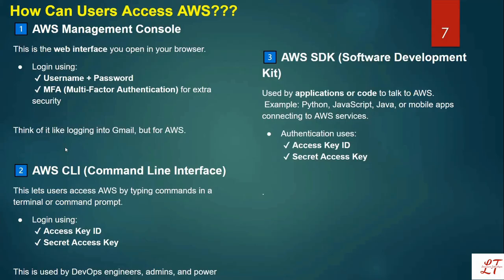And coming to the AWS command line interface, this is command line access used by developers or DevOps engineers. Authentication happens with an access key ID and a secret access key. And then coming to AWS SDKs, that is software development kit. Applications and code use SDKs to interact with AWS, for example Python, JavaScript apps, and any other programming language, or any mobile app connected to AWS services. So basically, you can access your AWS account using programming languages. The authentication requires an access key and secret access key.